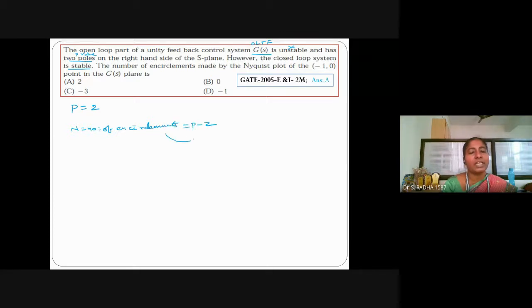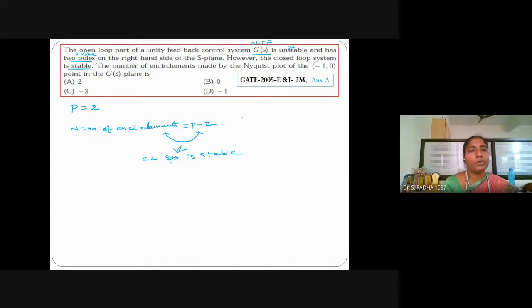These two are exactly matching. Only then can we say the closed loop system is stable. Now they have given the P value, and they are telling us the system is stable. Now the number of encirclements made by the Nyquist plot of the -1, 0 point in G of S is what we have to find out. And then what about the Z value?